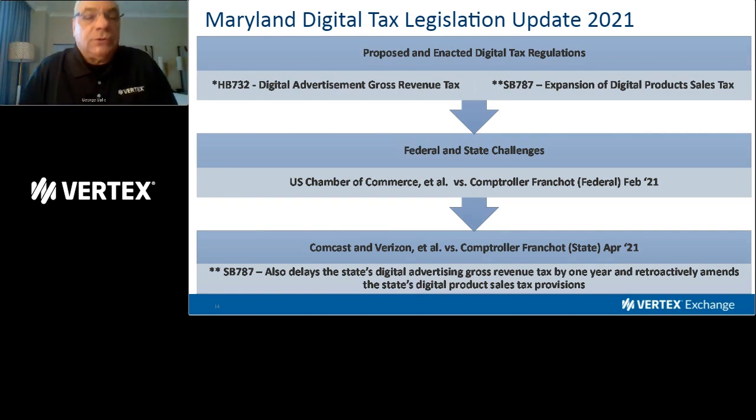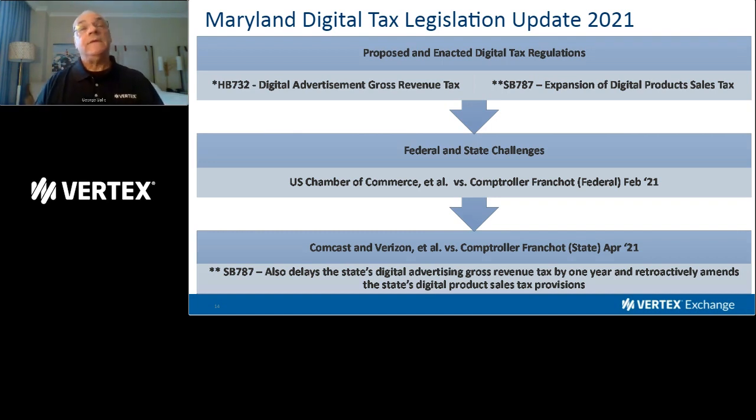And here it is. The Maryland digital tax legislation in 2021, as you can see, there are two cases, and there is another one that came out after this. You can see that there is the U.S. Chamber of Commerce versus the Maryland Comptroller Franchot.